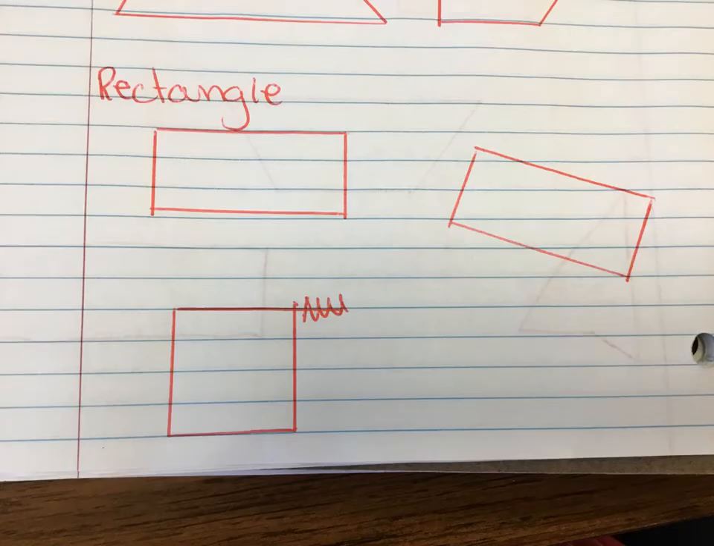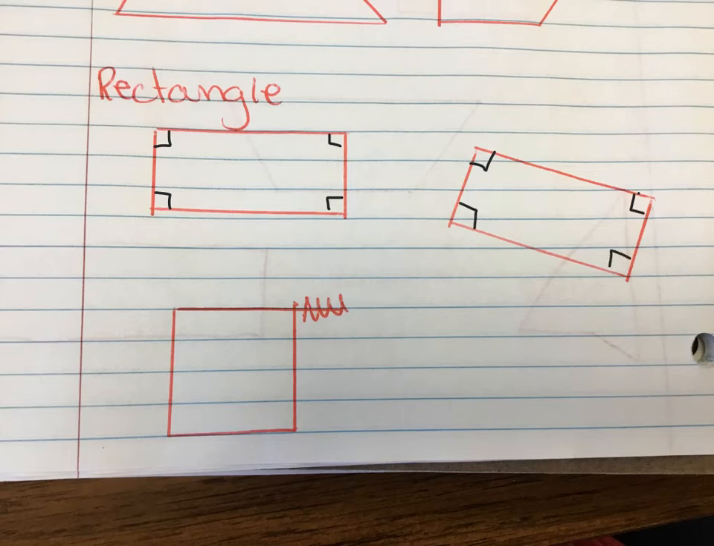Next, let's talk about the good old rectangle, classic shape. The rectangle has 4 right angles. Even though we don't see the right angle symbol on here, a rectangle is going to have these 4 right angles in each one of its corners, because that's what makes a rectangle.